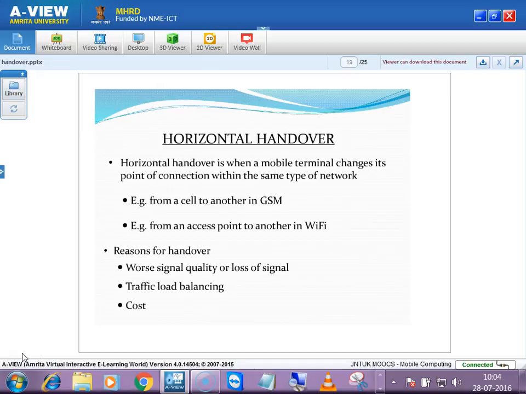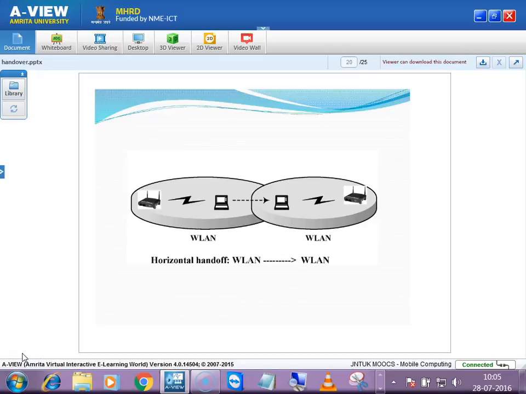Examples can be from a cell to another cell, or from one access point to another in Wi-Fi. Reasons for handover: worse signal quality or loss of signal, load balancing, and cost. Cost is one of the factors, and traffic load balancing means congestion. When the signal strength is less, then only you'll be handed over, right?